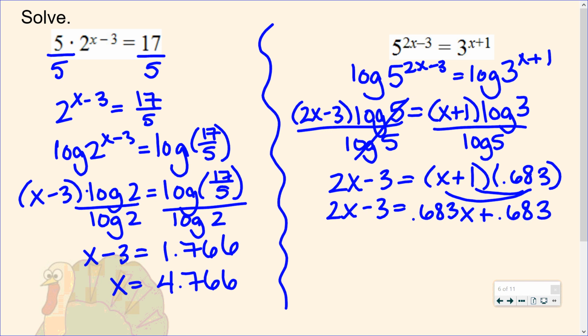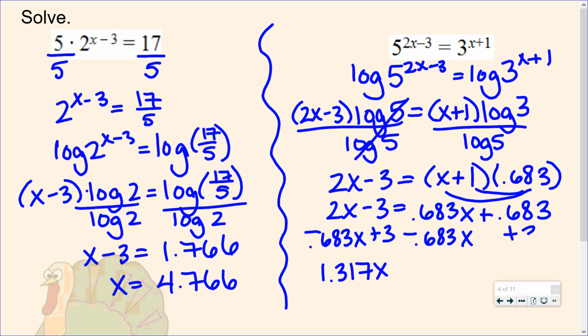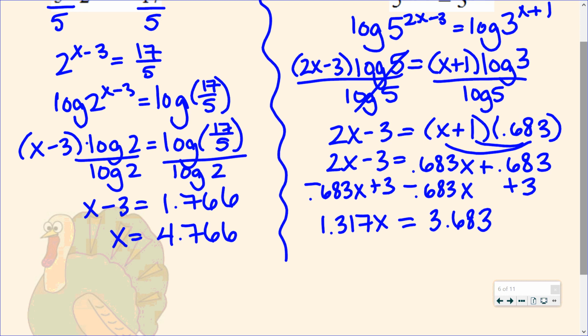I get my x terms together on the same side, so I'm going to subtract 0.683x. So that's going to give me 1.317x. And actually, while we're at it, we just add the 3 to the other side too. So 3.683. Just getting like terms on either side of the equation there. And last step, divide.